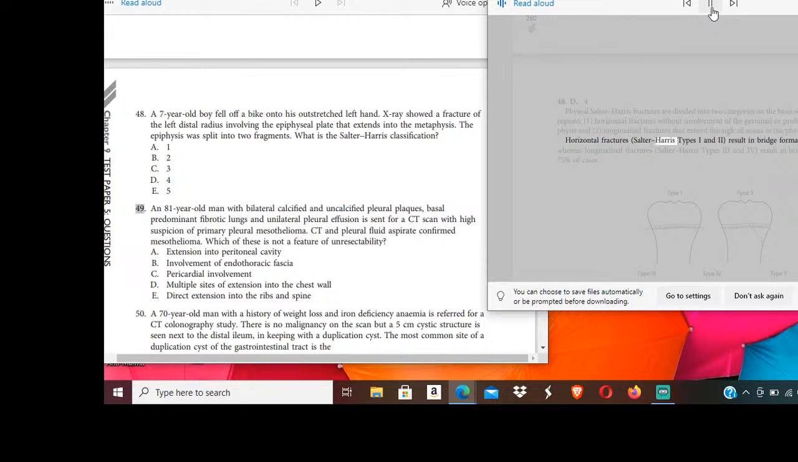Horizontal fractures, Salter-Harris types 1 and 2, result in bridge formation in 25% of cases, whereas longitudinal fractures, Salter-Harris types 3 and 4, result in bridge formation in 75% of cases. Jamie C. et al.